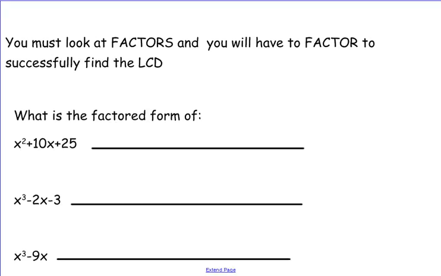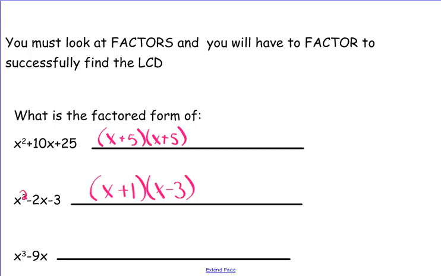Well, guess what? You're going to do ABC factoring. That'd be x plus 5 and x plus 5. What is the factored form of x squared minus 2x minus 3, that's supposed to be squared, guys, and that would be x plus 1, x minus 3.